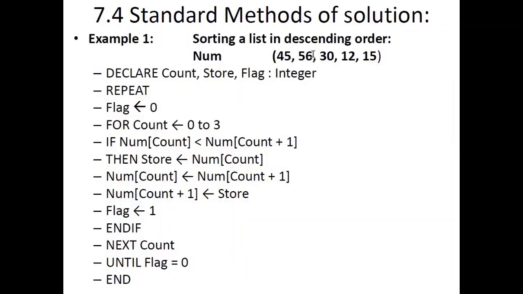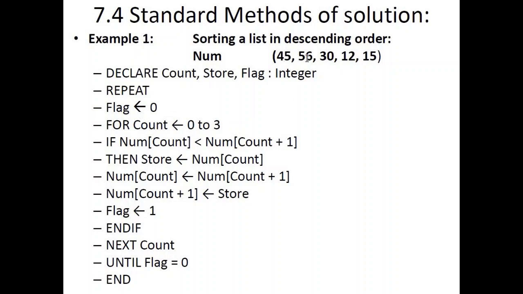Example 1, sorting a list in descending order, and this is the list, number 45. It is basically an array: 45, 56, 30, 12, 15. Declare count, store, flag as integer. These three are integer. Repeat, flag equals 0.